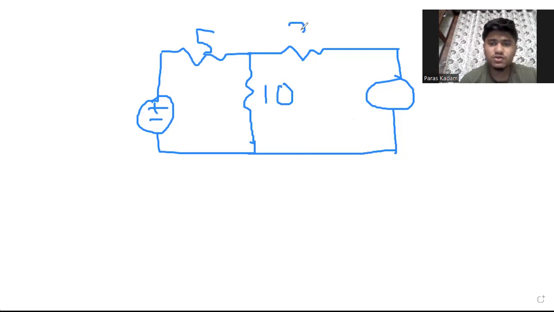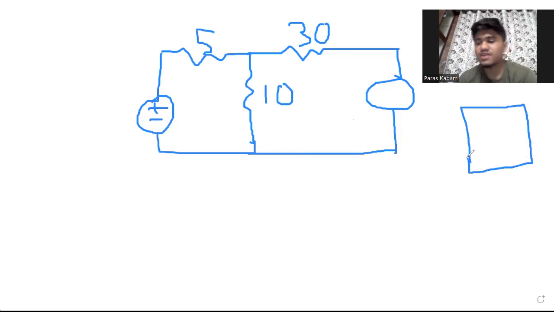First of all, a loop can contain more than one mesh, but a mesh doesn't contain any other loop. So what does that mean? A mesh is only and only one loop. In this diagram, we can see a loop. This entire loop has two meshes. But if we think from the point of view of mesh, we will see that there are two meshes. So a mesh is a smaller part of a loop.